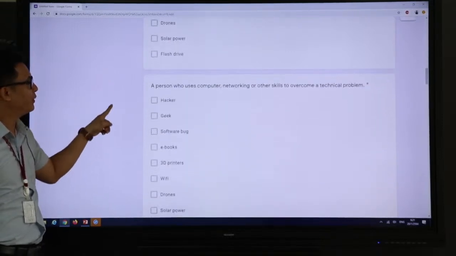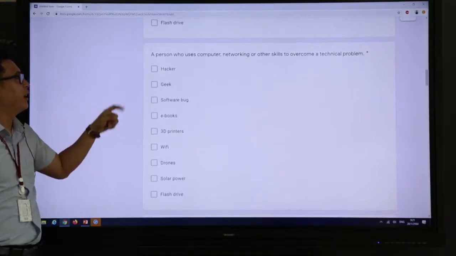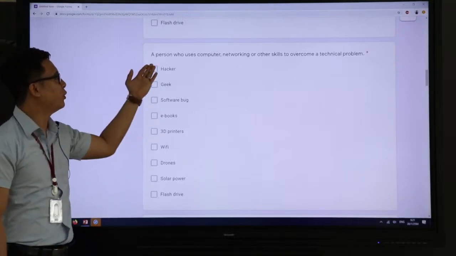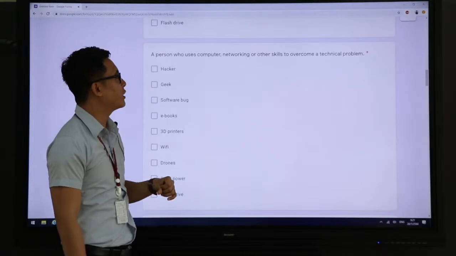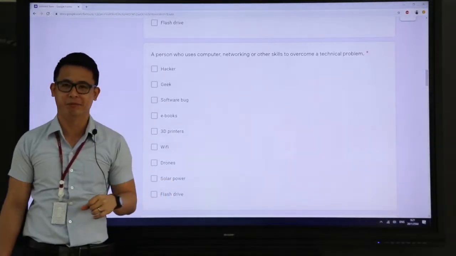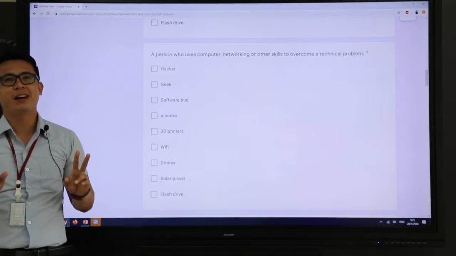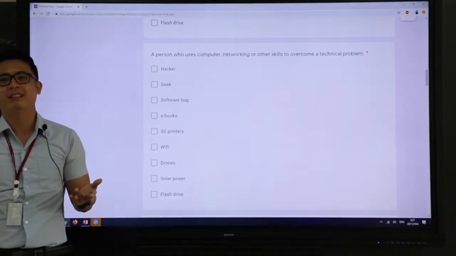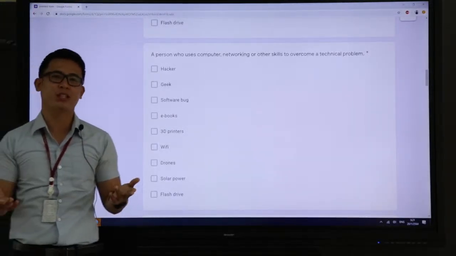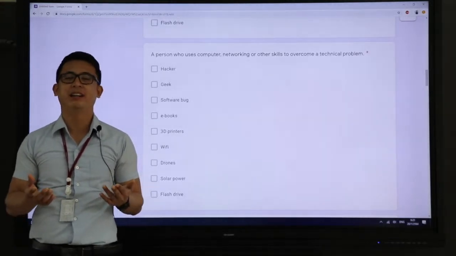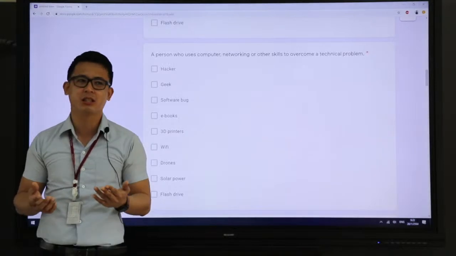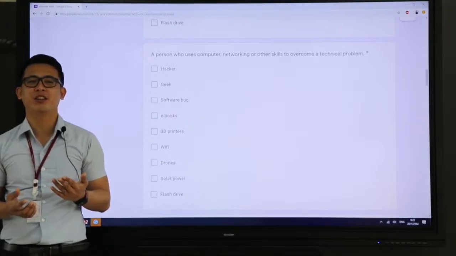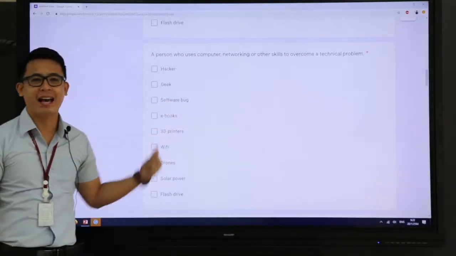Number 2. Okay. A person who uses computer, networking, or skills to overcome technical problems. So we are talking about a person here. In some other terminologies, this person is referred to with a negative attribute. It has a negative attribute because in the news we see these people who are cracking passwords, who are getting into someone's account. So what do you call that person?